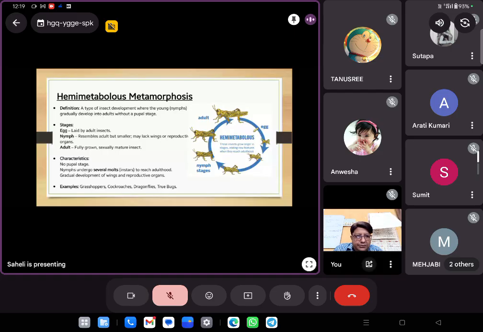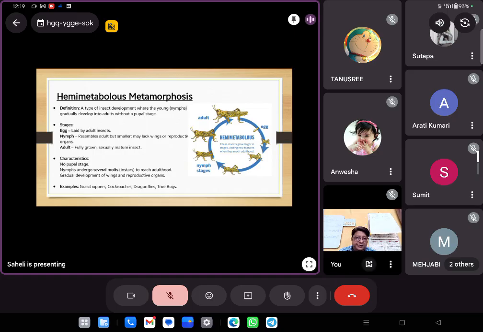Characteristics: no pupal stage, gradual change in body form, nymph and adult often live in the same habitat and eat similar food. Example: grasshopper, cockroach, etc. So in hemimetabolous metamorphosis, the transformation is slow and partial, not a complete change like in butterflies.